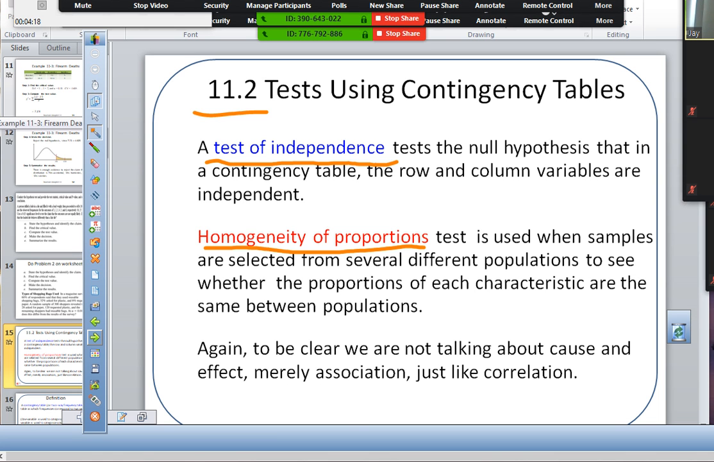Okay. So first of all, test of independence. It tests to see if the rows and columns are independent from each other.